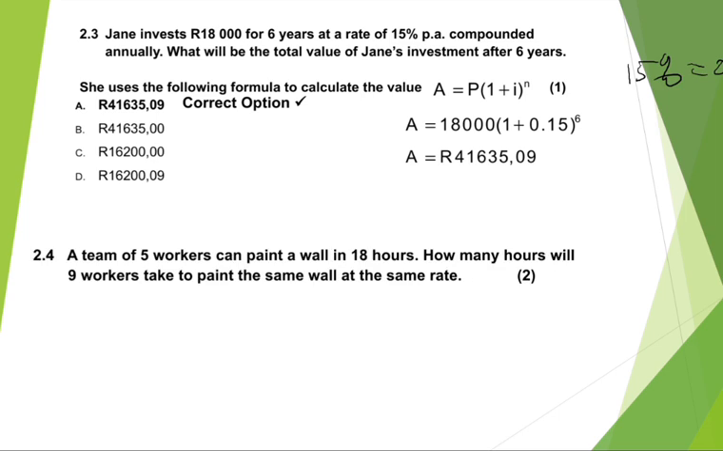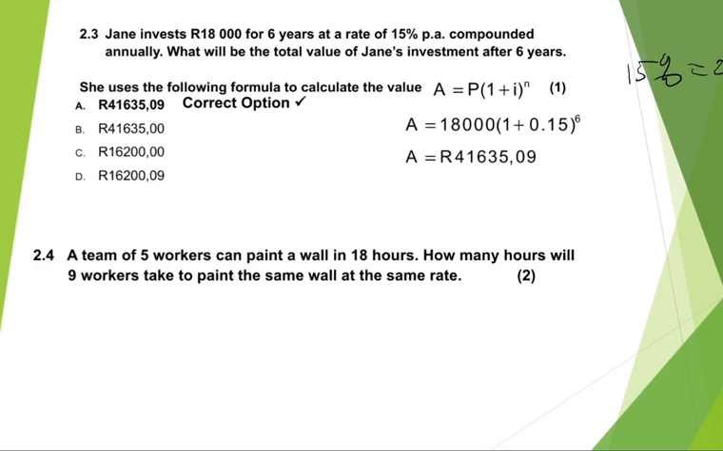Move on to 2.4. A team of workers can paint a wall in 18 hours. How many hours will 9 workers take to paint the same wall at the same rate? If you look at that one, 5 workers can paint in 18 hours. So with 9, when the workers increase, the hours must be reduced. So when one quantity increases and the other one decreases, that becomes indirect proportion.